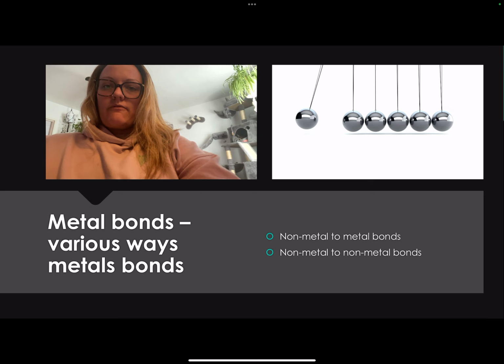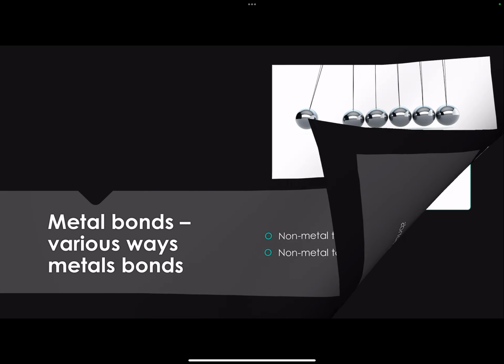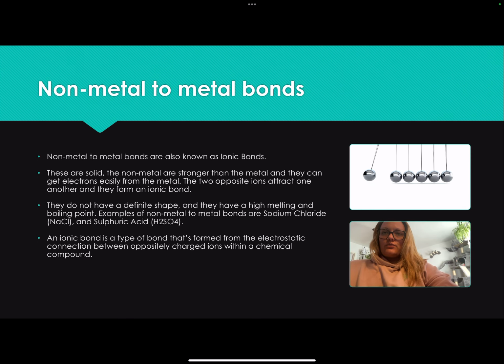Metal bonds, various ways metals bond. For example, non-metal to metal bonds and non-metal to non-metal bonds. Non-metal to metal bonds are also known as ionic bonds. These are solid. The non-metal is stronger than the metal and can get electrons easily from the metal. Two opposite ions attract one another and they form an ionic bond.